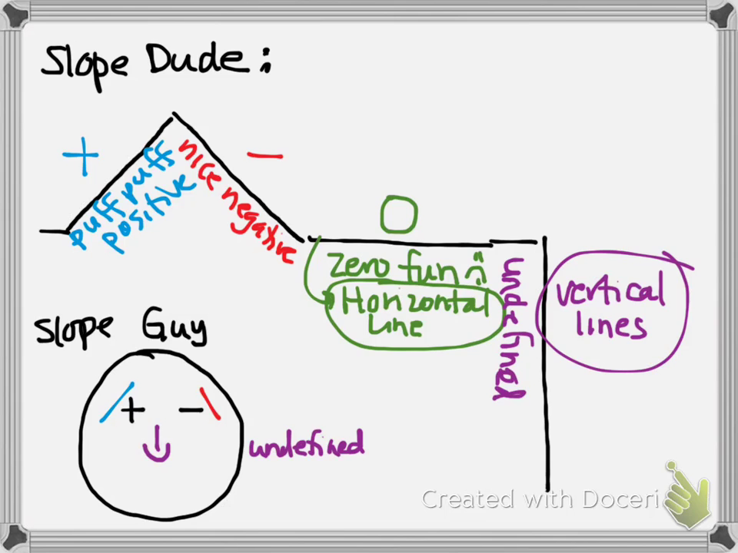And his smile, he's got 0 smile. Okay? So that's the slope guy. And that's it for this piece.